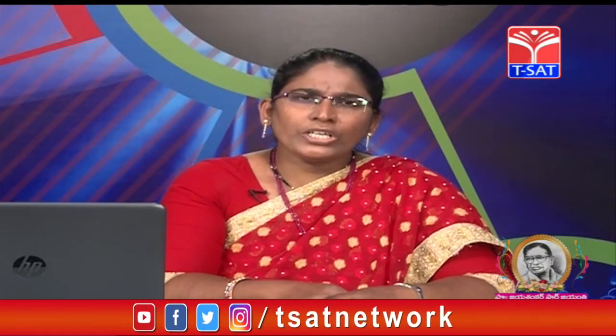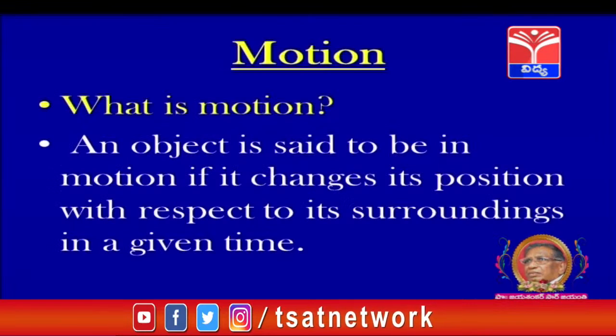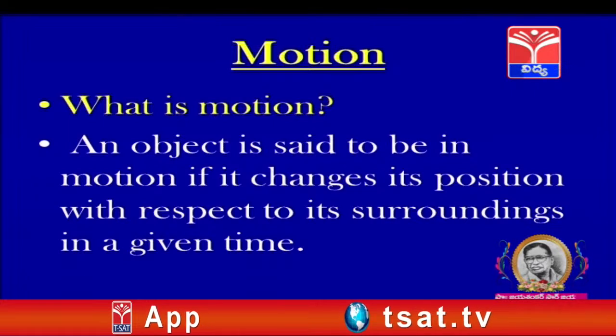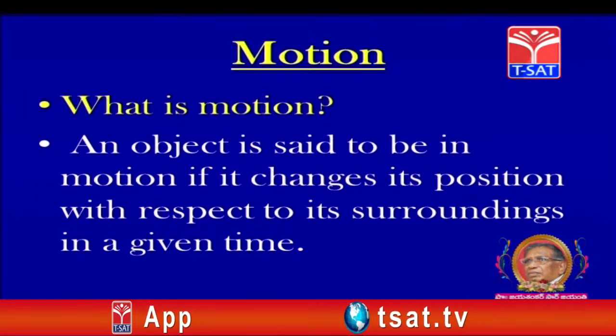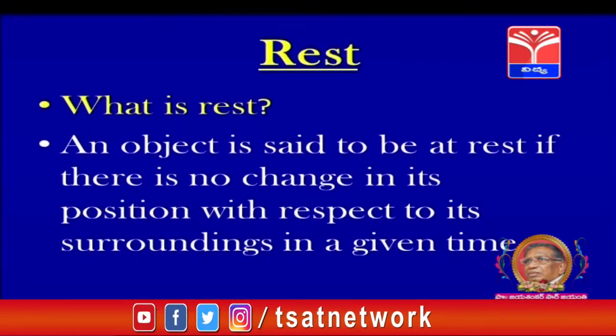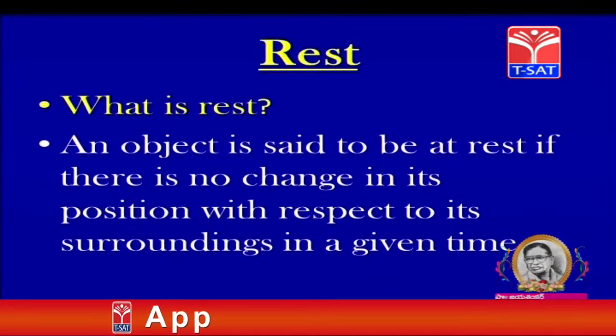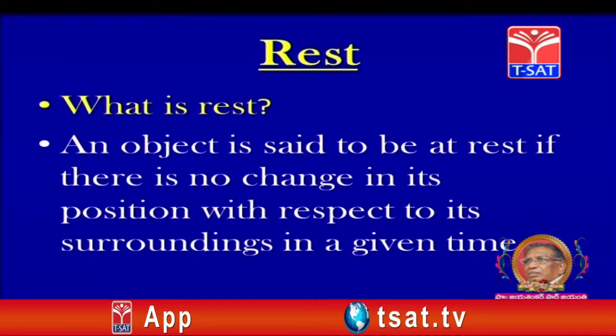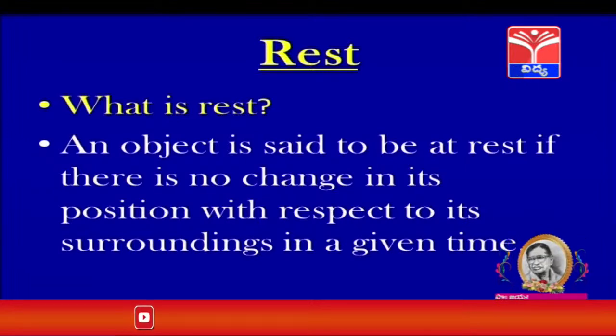Shall we define what is motion? An object is said to be in motion if it changes its position with respect to its surroundings in a given time. So, we call them as they are in motion. Then, shall we define what is rest? An object is said to be at rest if there is no change in the position with respect to surroundings in a given time. So, I hope you have understood the terms motion and rest.